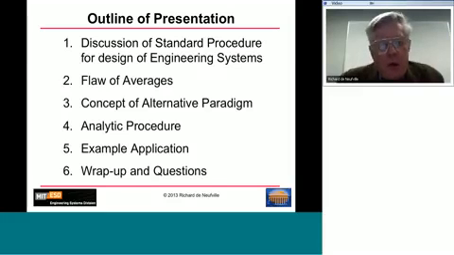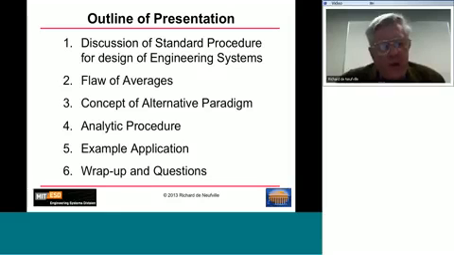Secondly, I want to talk about the flaw of averages, which gives the mathematical justification for it. And the remarkable thing in this context is that the mathematics of the flaw of averages are really very simple. And the only thing that's hard about them is we're not used to thinking in those terms. This lays the basis for the concept of the alternative paradigm, which I want to describe.